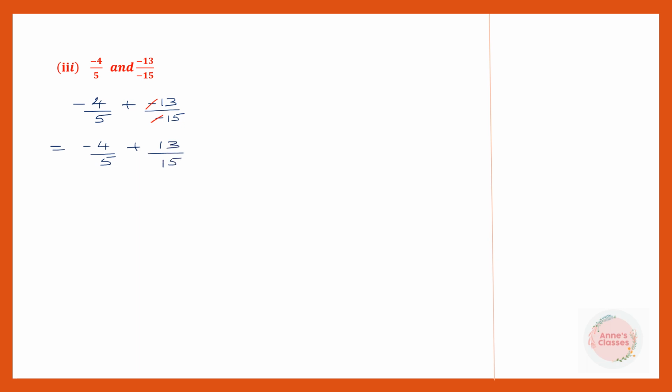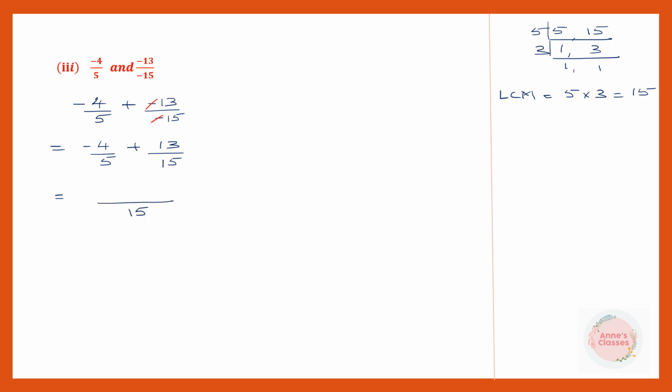Now we have to find the LCM of 5 and 15. We can do this with the help of 5. 5 ones are 5, 5 threes are 15, and then go to 3, 1 and 1. So the LCM is 5 into 3, which is 15. So let's use that. Here the denominator is 15.